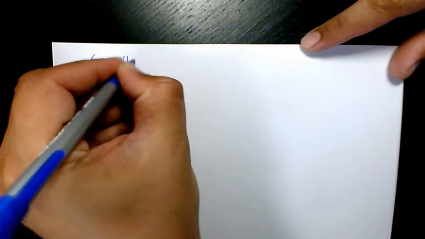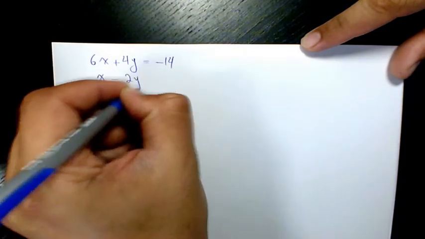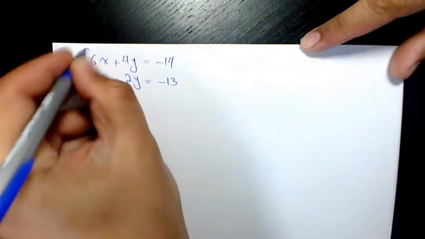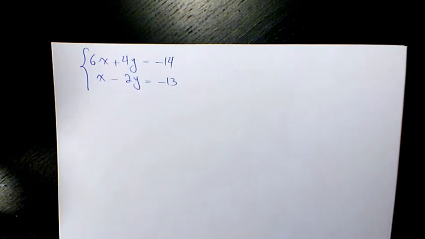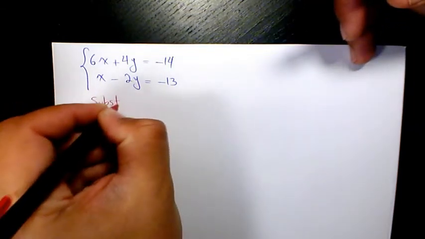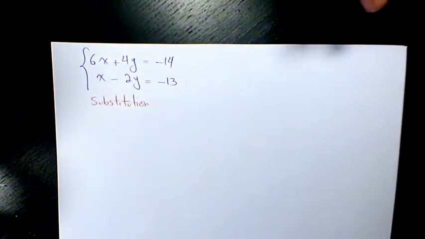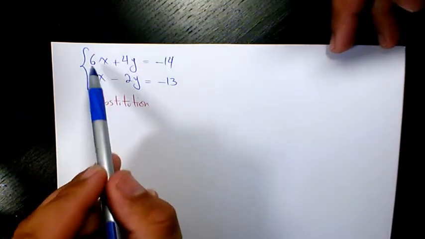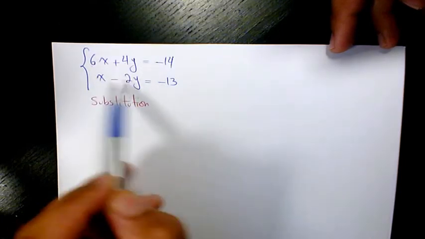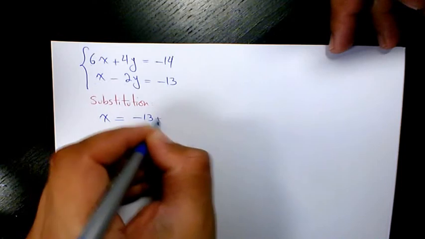Next example is 6x plus 4y equals negative 14, and x minus 2y equals negative 13. So I will start with the substitution method. I'm going to isolate x from the second equation because the coefficients here are 6 and 4, and 1 and negative 2. Since this one is 1, it's going to be x equals negative 13 plus 2y.